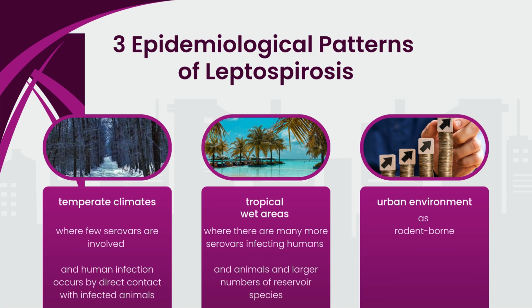Now, let's contrast this with tropical wet areas. Here, the situation is quite different. There are many more reservoirs that can infect both humans and animals, and a larger number of reservoir species are involved. This makes the disease harder to control and more widespread. So, understanding these patterns is crucial for developing effective prevention strategies and tailoring public health interventions to the specific needs of each environment. As we continue, we'll explore the clinical presentation of leptospirosis and its challenges in diagnosis.